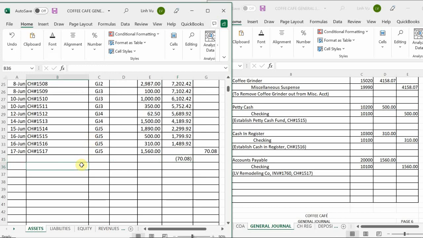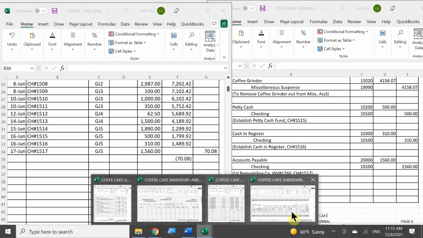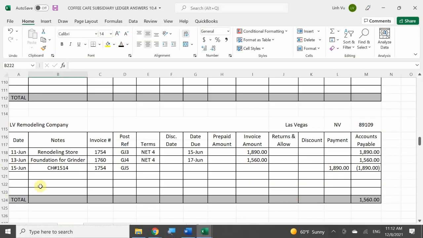What else do we need to do? One last thing. Go to the subsidiary ledger. Yes, we need to update our subsidiary ledger because we made a payment. Okay? 17. For check number 1517. Check number 1517. For what invoice? 1760. Okay, journal.